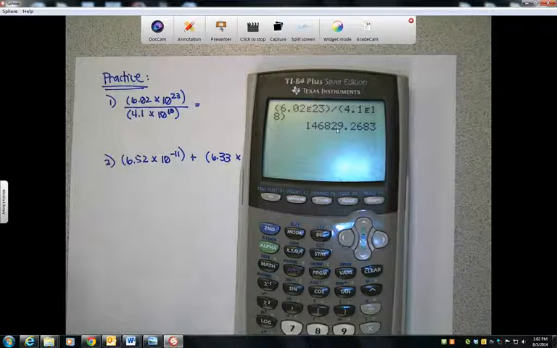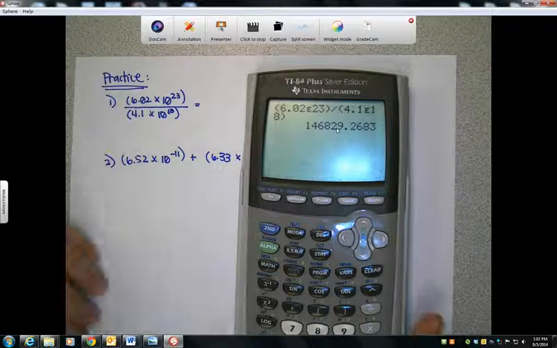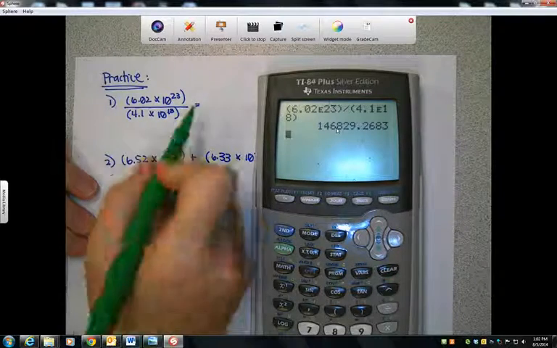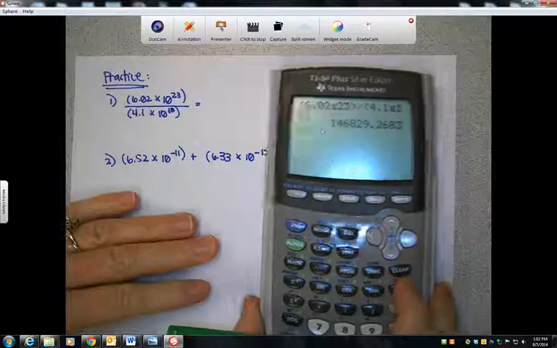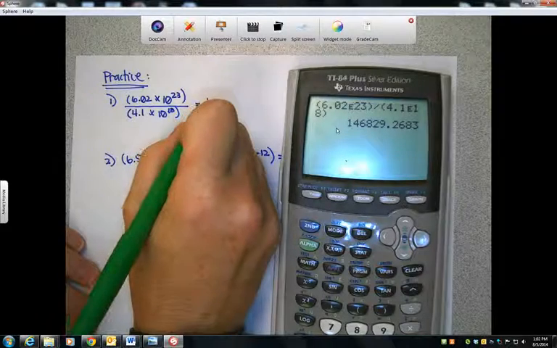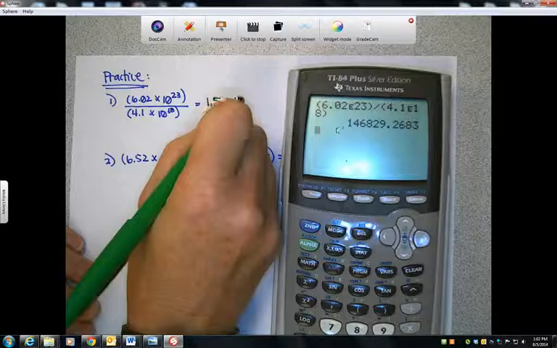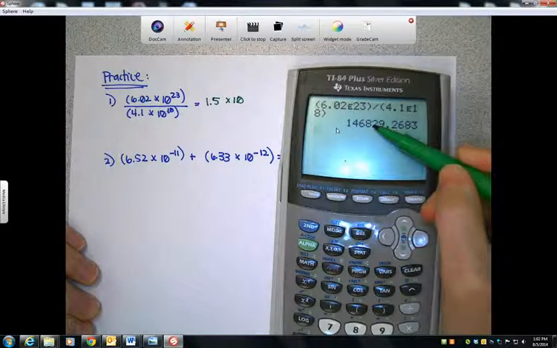Now, here's a number that if you were to write in correct sig figs would only have 2 sig figs. So you want to write it in scientific notation. So you're going to want to write 1.5 times 10 to the 1, 2, 3, 4, 5.